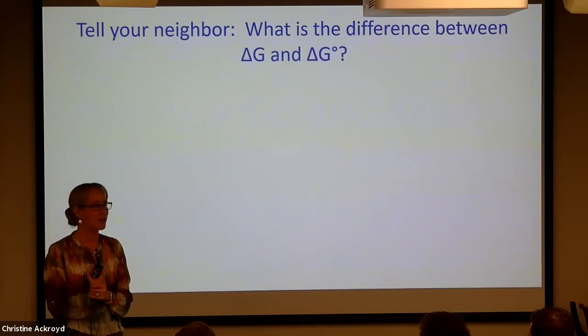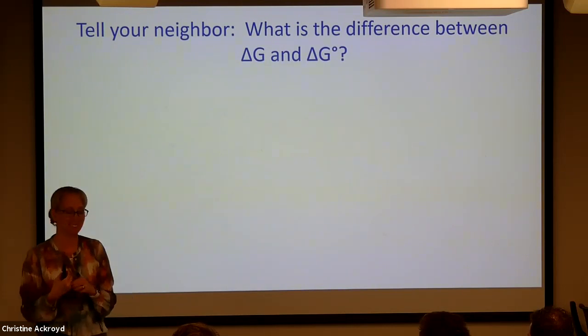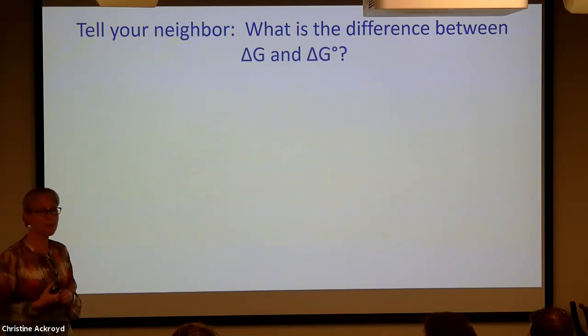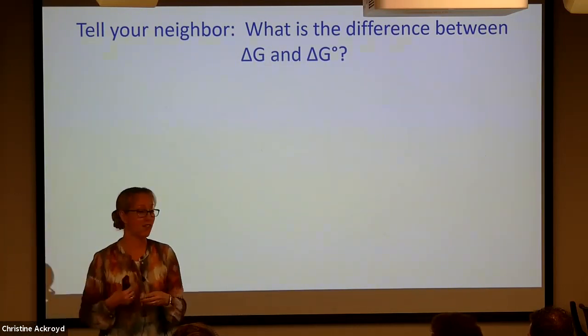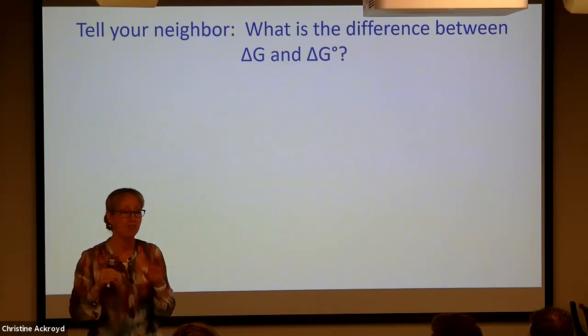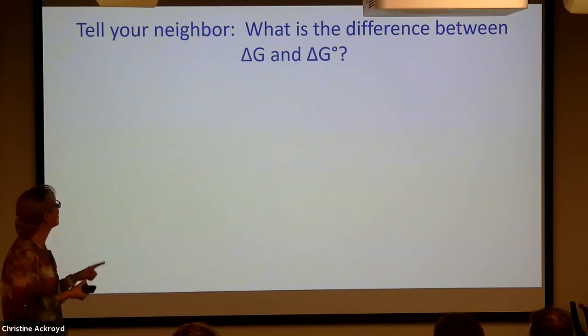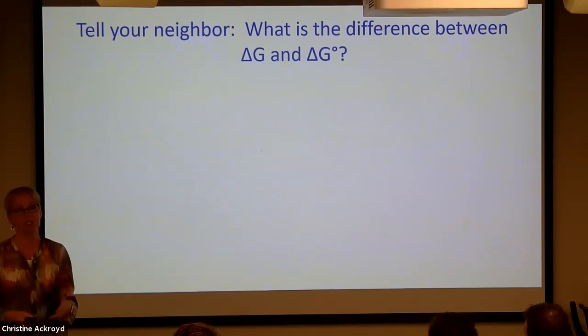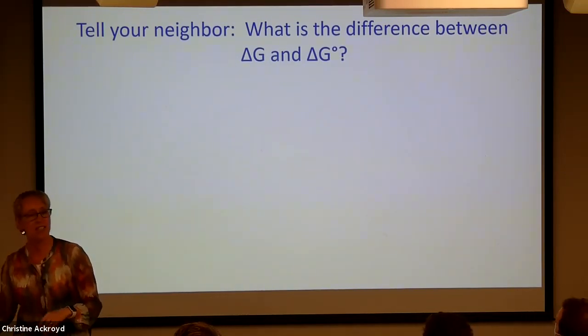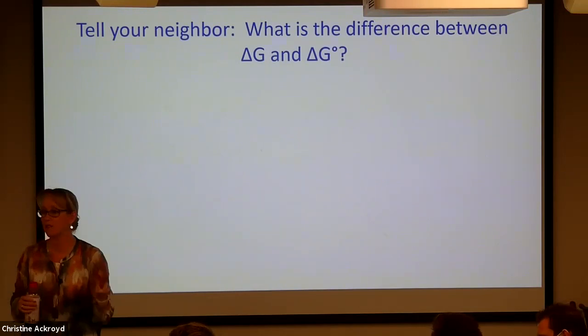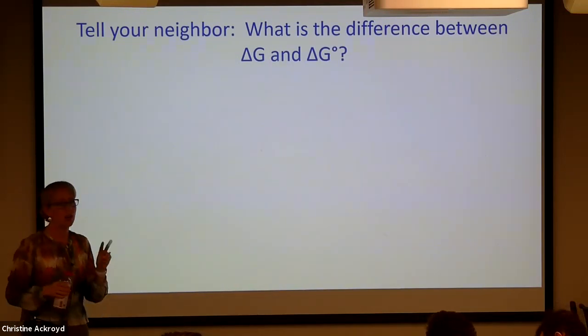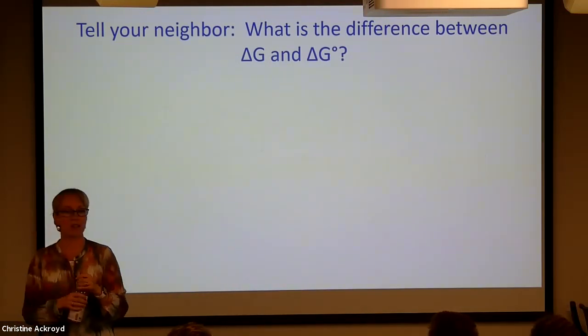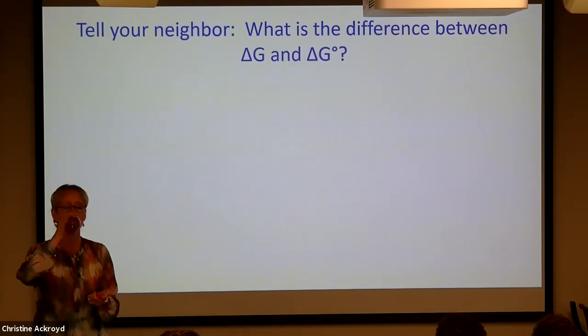On an exam, how would you know what R was? It's given on the equation sheet. Now, if you want to memorize 16 digits of R so that you can feel superior, feel free to do it, but you don't actually have to. Okay, can you tell your neighbor what's the difference between delta G and delta G naught? Explain what each of them is. Why are they different? When does each of them apply?